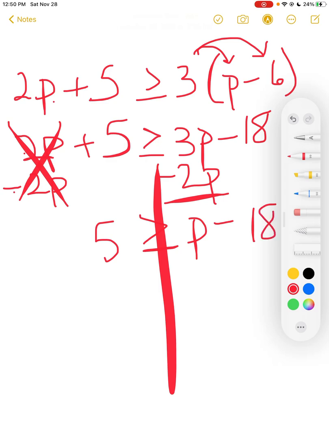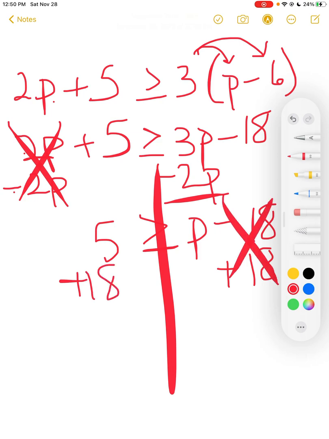Now I've got my variables all here on my right, so I need to get rid of this minus 18. To get rid of the minus 18, we add it to both sides. That leaves us with p on the right, and 18 plus 5 gives us 23 on the left.